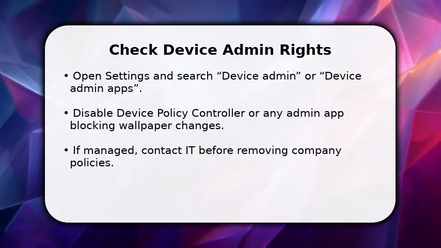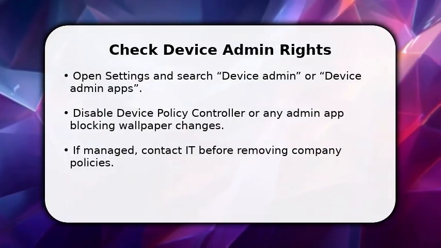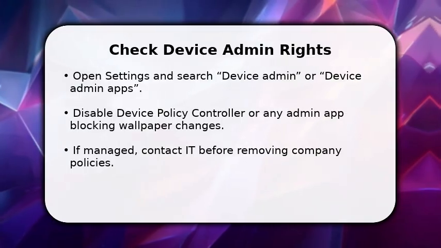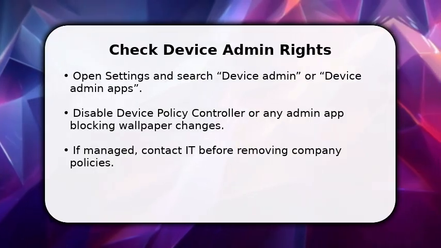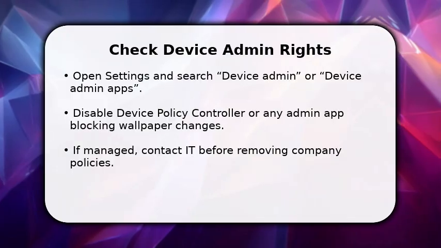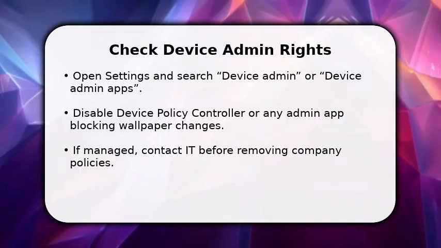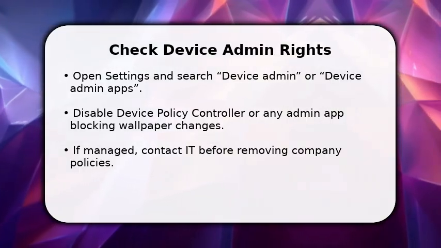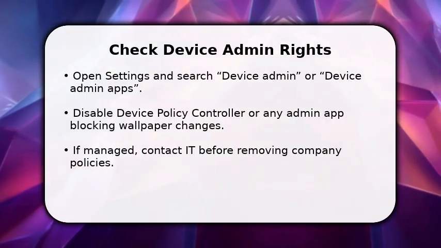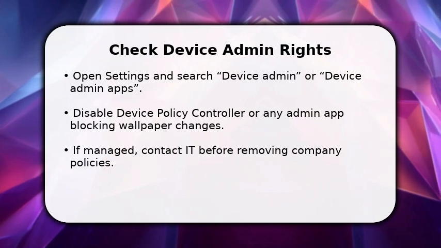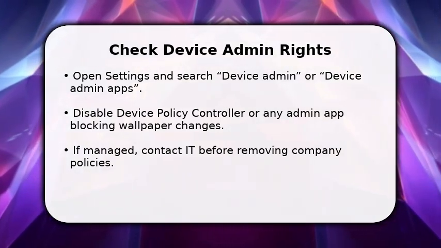You start by confirming why the wallpaper is locked. Open Settings and search for Device Admin, or go to Biometrics and Security, then Other Security Settings, then Device Admin Apps. Once located, disable the Device Policy Controller or any admin app that prevents wallpaper edits. This revokes the enforcement. If the device shows a work profile or enterprise management, make sure you have permission. Don't remove policies if it's a company phone without clearance. Once done, you can attempt a wallpaper change immediately.